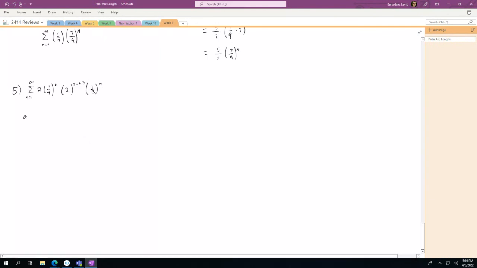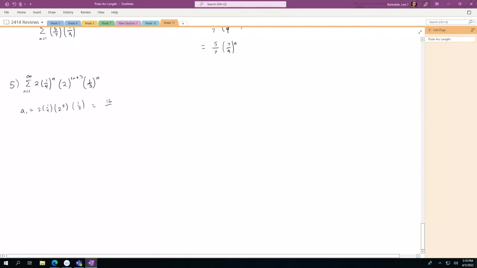All righty. So our first term, we plug in 1. We get 2 times 1/4 times 2 to the 5th times 1/3, which is equal to, oh boy, 16/3, I believe. We can cancel our 2 and our 1/4 partially. We get 1/2, which cancels with 1/2. So we have 2 to the 4th, which is 16 divided by 3.